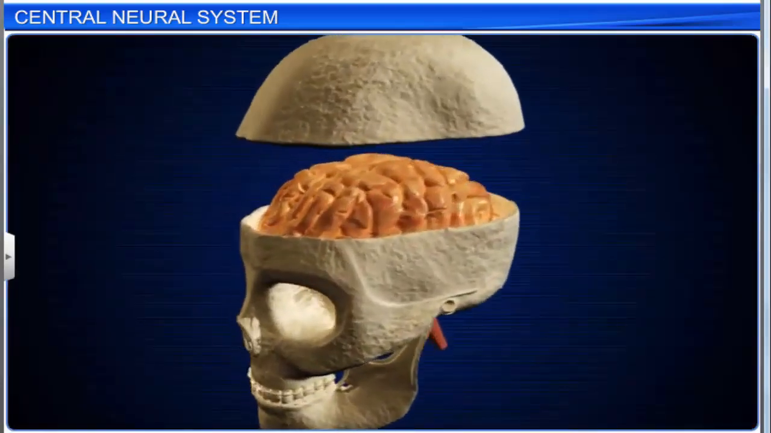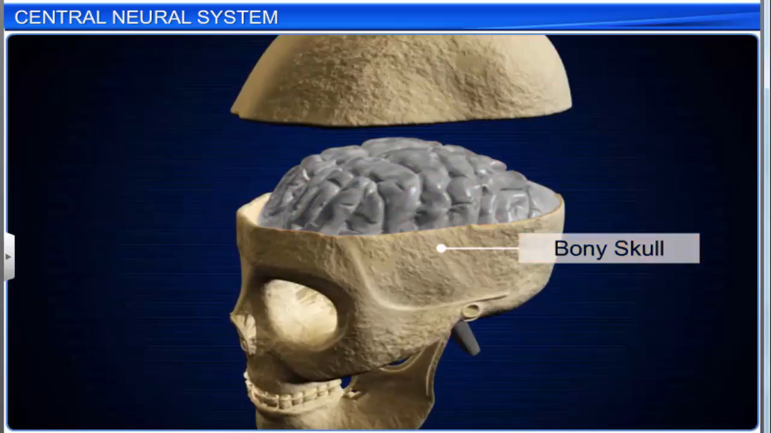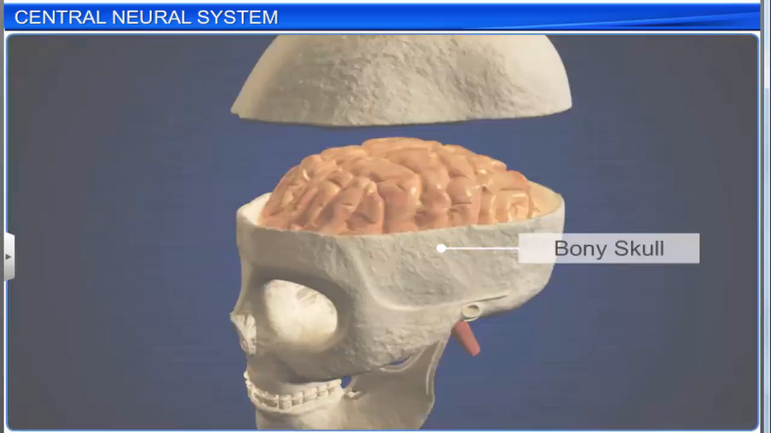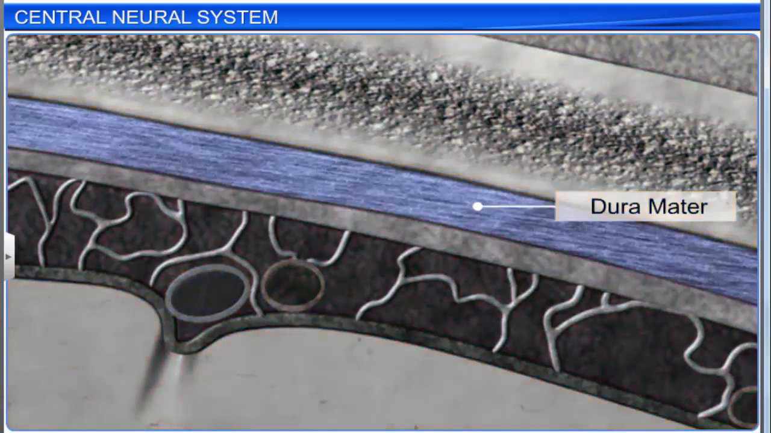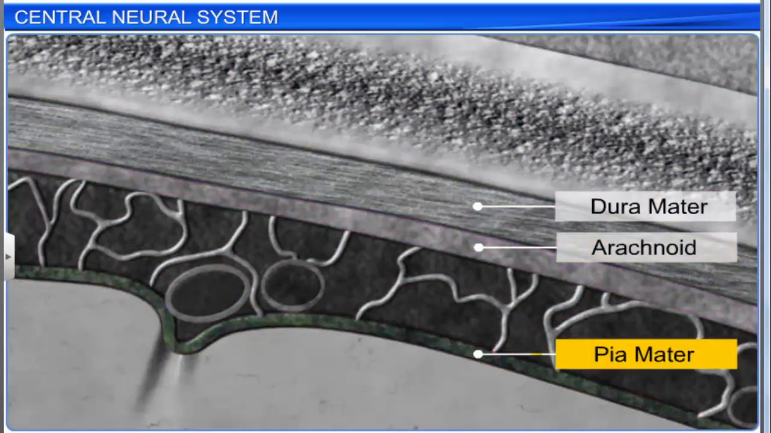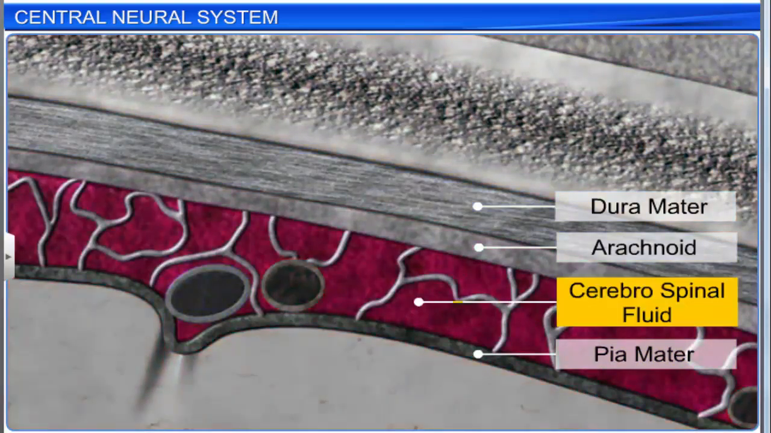The brain lies inside a bony case, the skull, and is well protected by 3 layers of cranial meninges. These are the outer dura mater, middle arachnoid, and inner pia mater. The space between the arachnoid and pia mater is filled with cerebrospinal fluid, which acts as a shock absorber and prevents the brain tissue from rubbing against other parts.